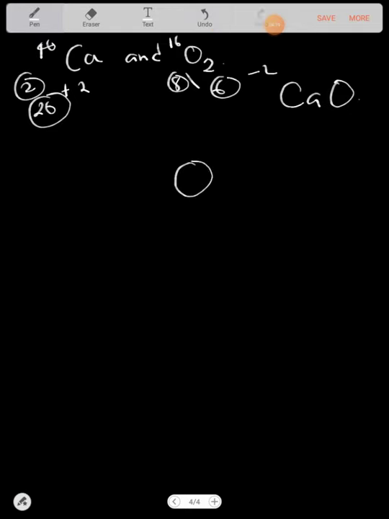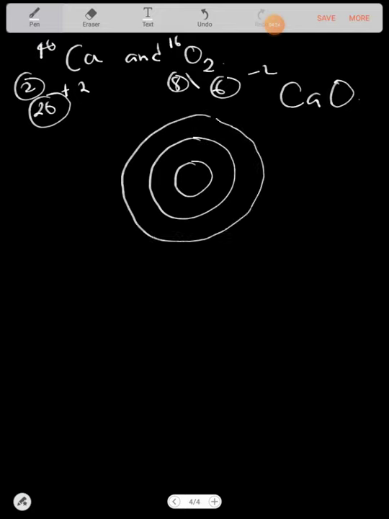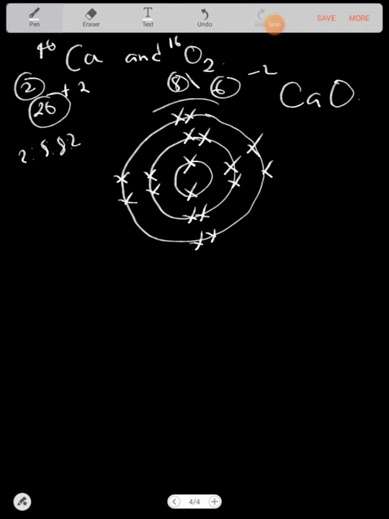1, 2, 3. So 1, 2, 1, 2. This is for calcium. I'm putting the number of electrons here. So this is 2, 8, 8, 2. Then 8. This must have 8 as well. 8. Then the last shell must have 2 only.